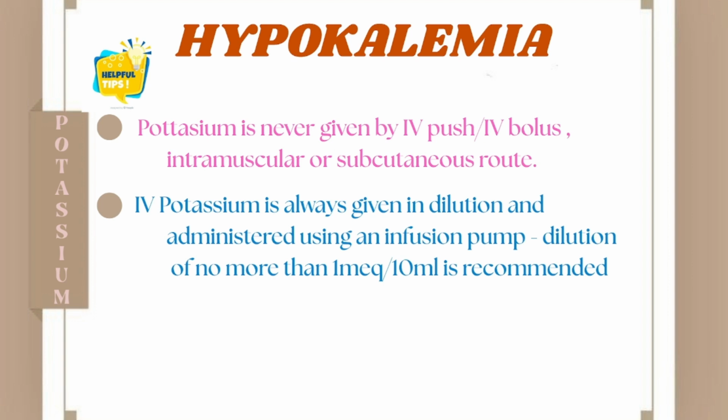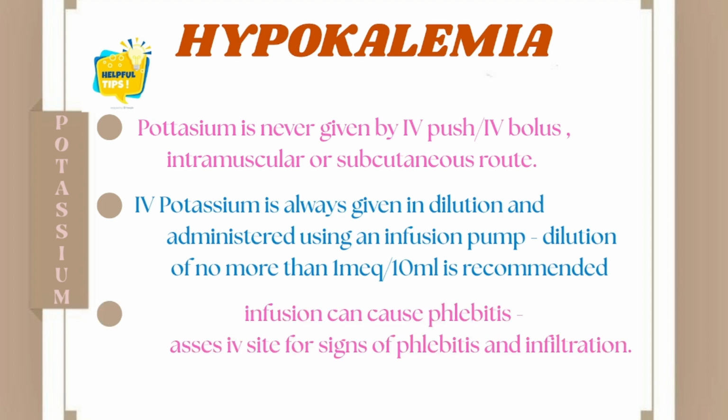As we already discussed, IV potassium is always given in dilution, never by IV push or IV bolus. And for giving IV potassium, we have to use infusion pumps. To dilute potassium, a dilution of no more than 1 milliequivalent per 10 ml means 1 milliequivalent of potassium in 10 ml of NS. We have to dilute before giving.